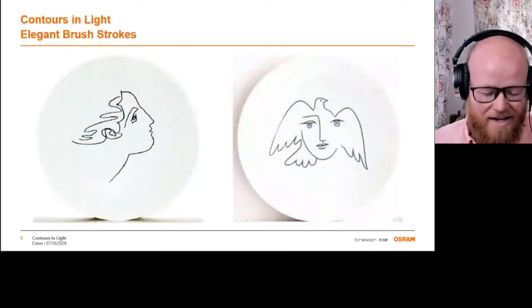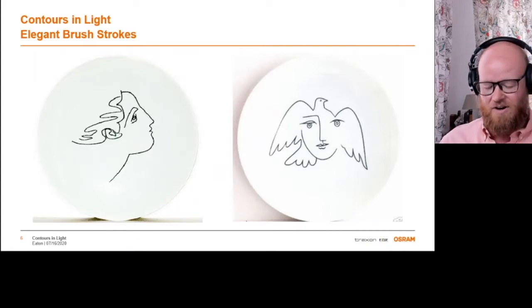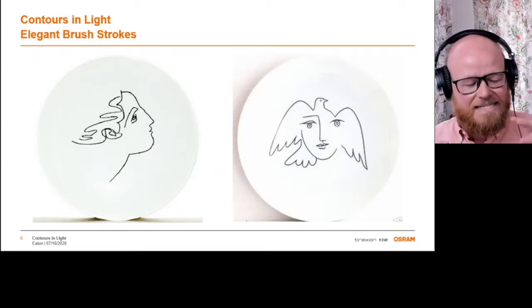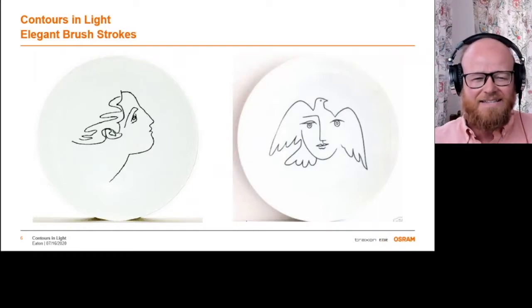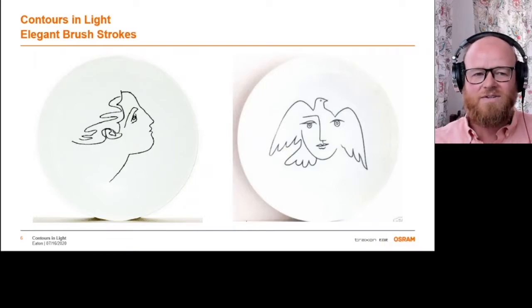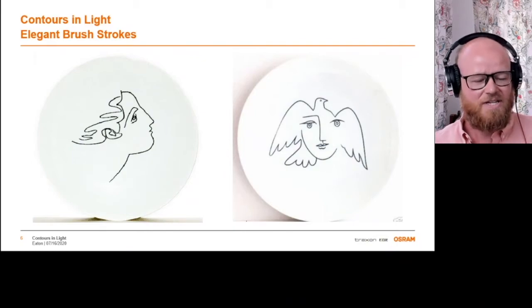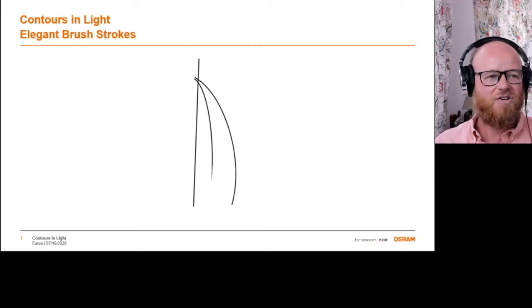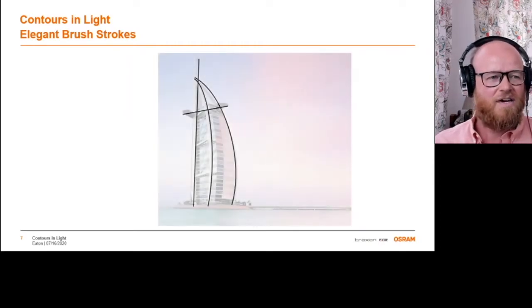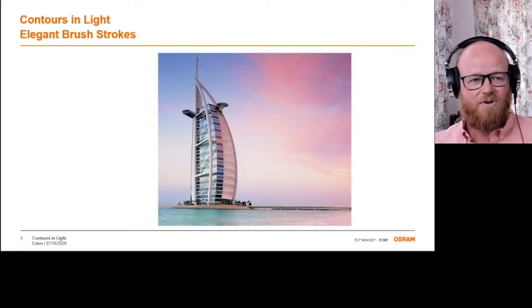When I think about lines of light, I like to think of Pablo Picasso. These ceramics of his are fantastic examples of how simple, elegant lines can evoke a deep sense of wonder and emotion without much fuss or articulation. And great architecture is the same. Just a few key brushstrokes really evoke the grandeur of these places, such as in the Burj Al Arab.